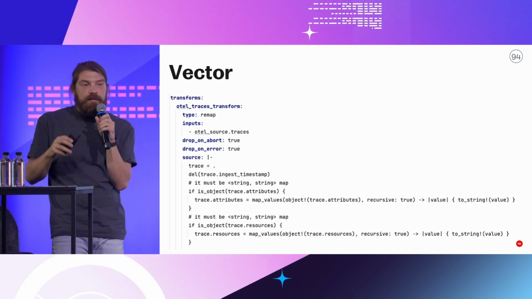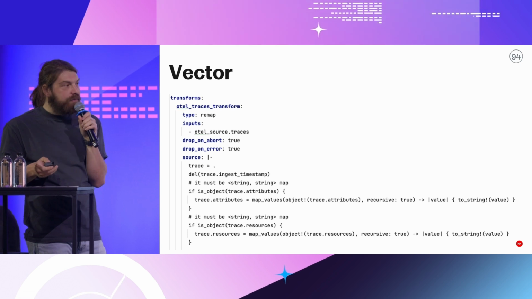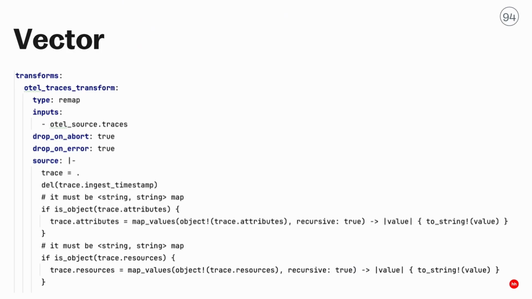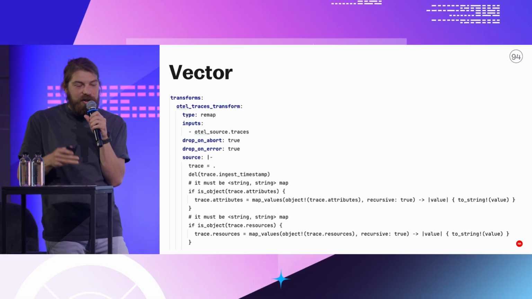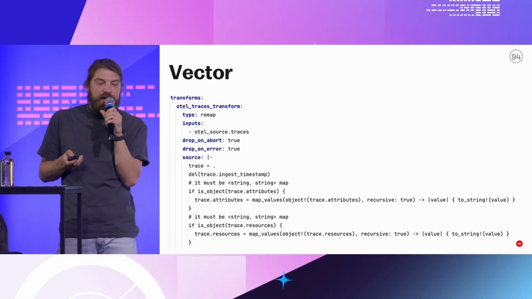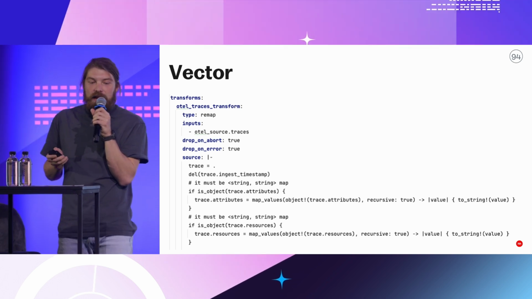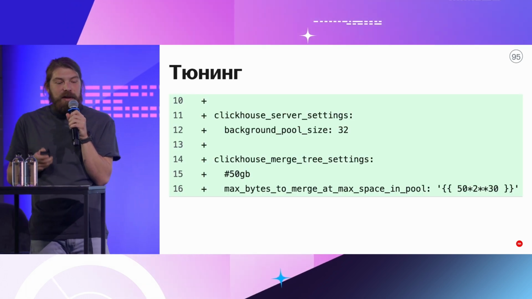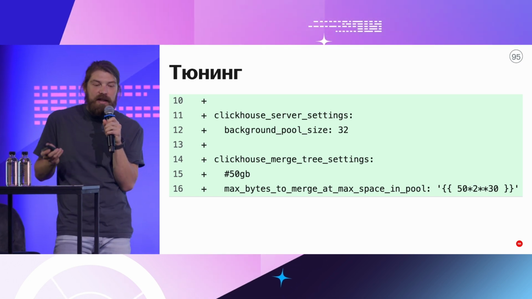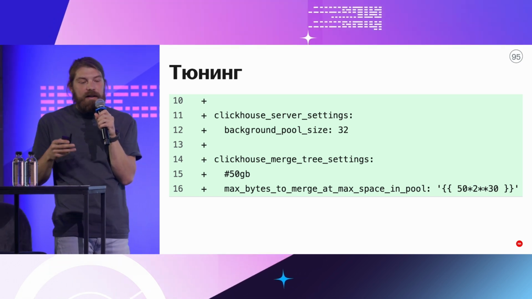Let's get deeper under the hood. So this is a portion of the Vector config. And while we were doing it, it didn't have a normal way to save the data. One had to convert them from the OTLP format to the one acceptable by ClickHouse. And actually, the transformation was quite big, but it wasn't spending too many resources. Most optimization had to be done on the ClickHouse.